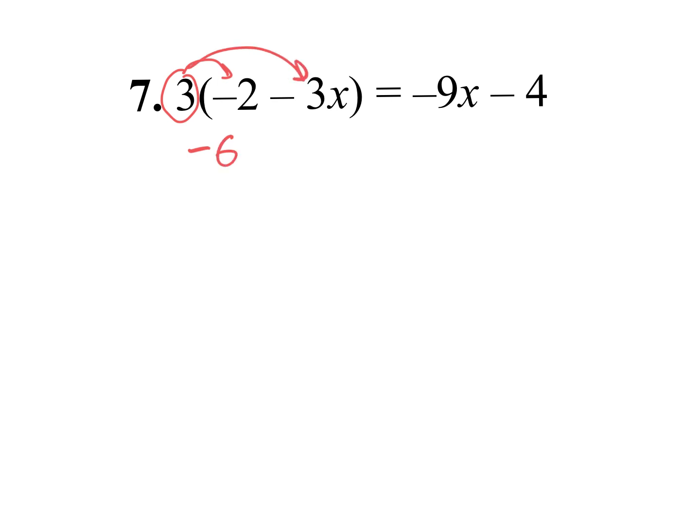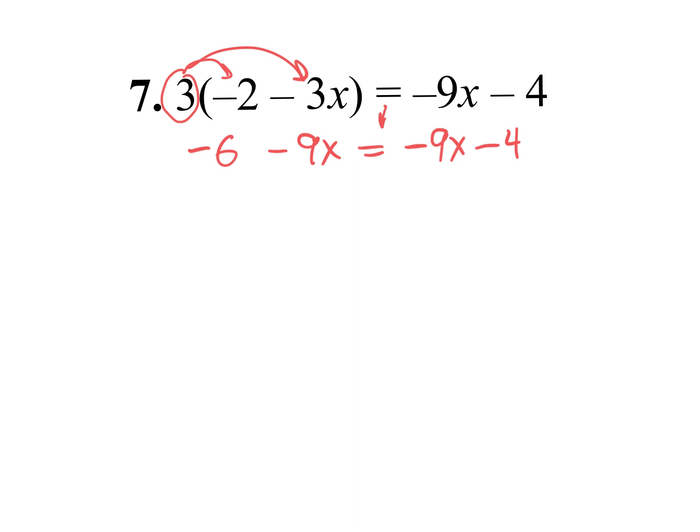3 times negative 3x is negative 9x. And that's as simple as the left side could get. So we're going to take the equal sign and simply bring it down. And on the right side, it's already simplified. You can't distribute, you can't combine anything, so you just rewrite it. Negative 9x minus 4. So we have the left side simplified, the right side simplified.